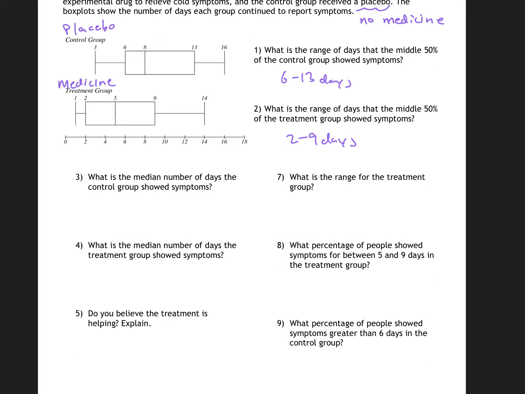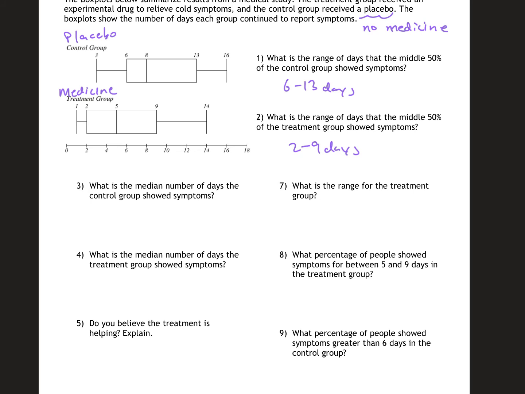All right. What is the median number of days the control group showed? So the middle for the control group was 8. What is the median days of the treatment group? So the median here was 5.